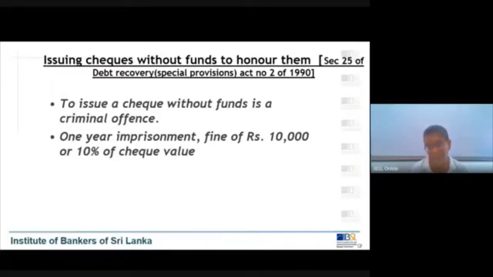We consider it a criminal offense, right? So that thereby improves the value of the check, maintains the instrument's value, the trust and confidence in the instrument, thereby maintaining the stability of the financial institution.